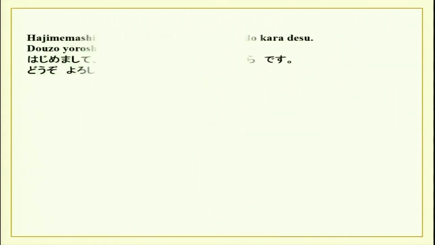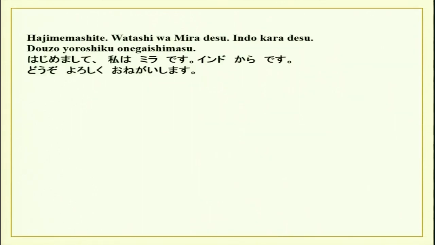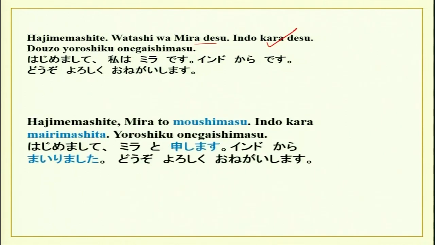Now you have done introduction. Watashi wa so and so desu, indo kara desu. How are we going to change this with polite verbs? You will see. Hajimemashite, watashi wa Mira desu, indo kara desu. Dozo yoroshiku onegai shimasu. This is what you have done. How are we going to make it polite? Hajimemashite, Mira to moshimasu. Indo kara mairimashita, yoroshiku onegai shimasu.